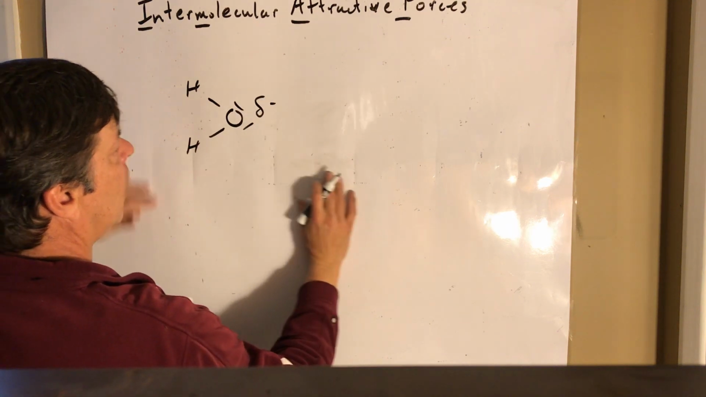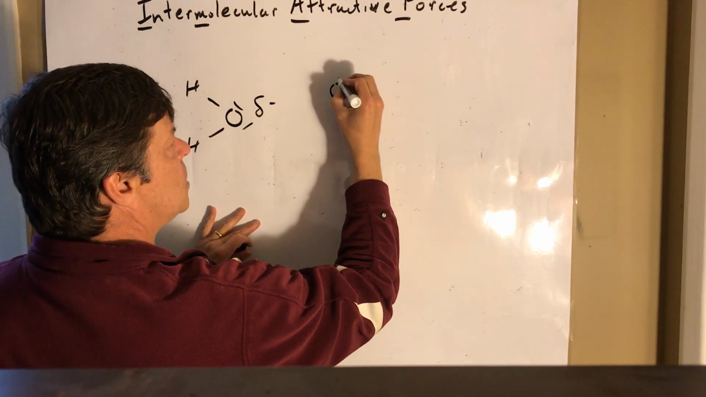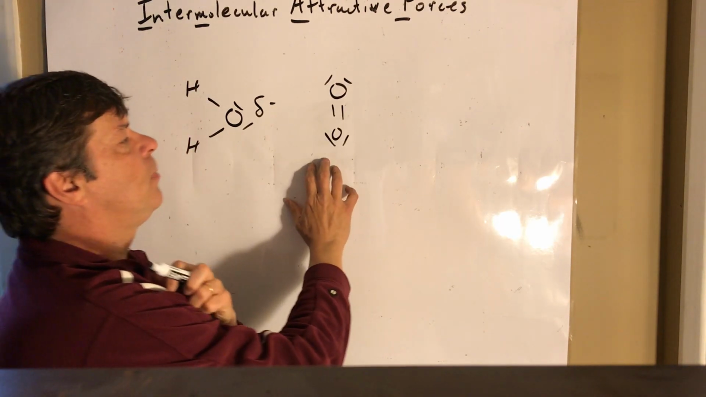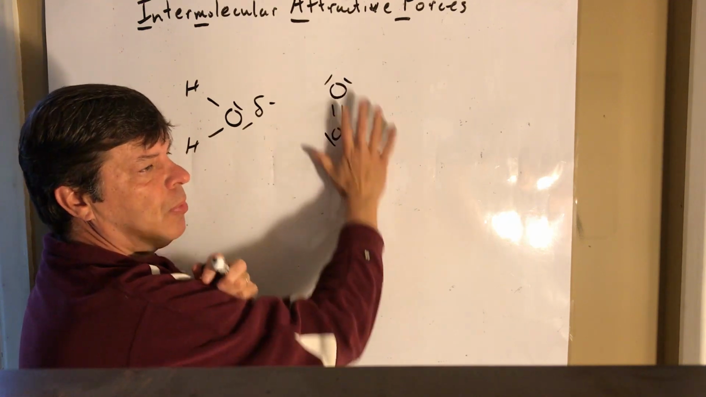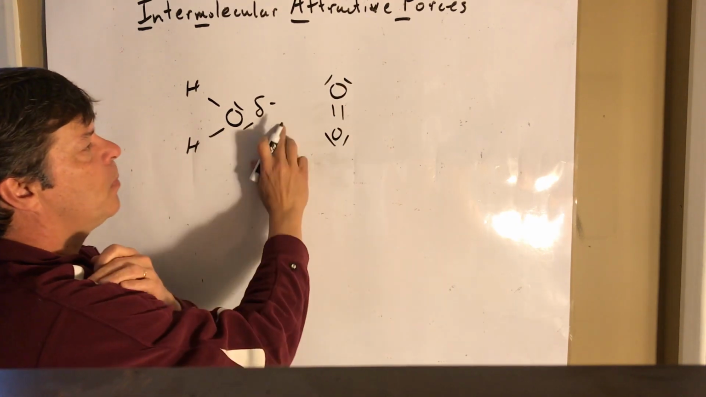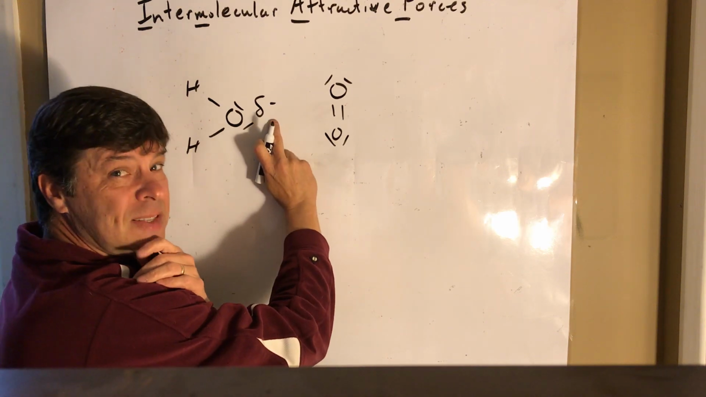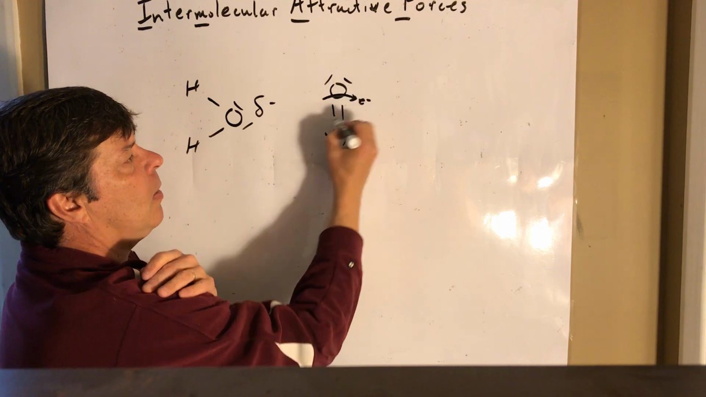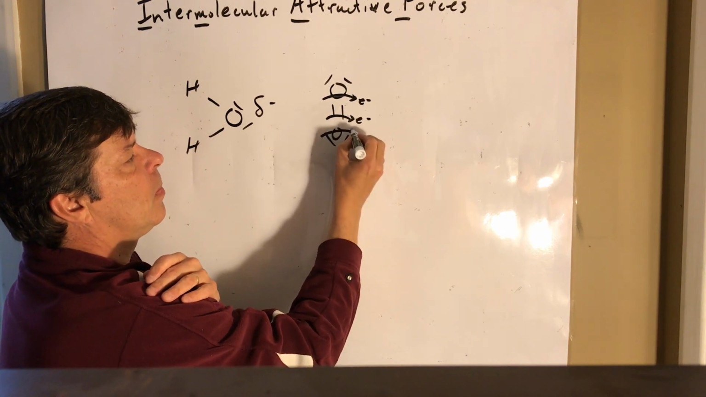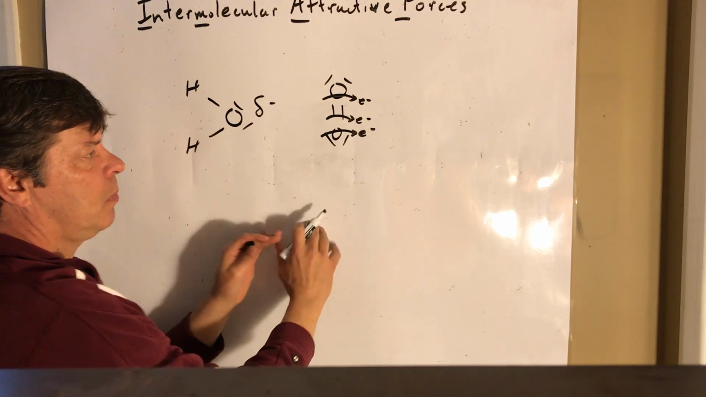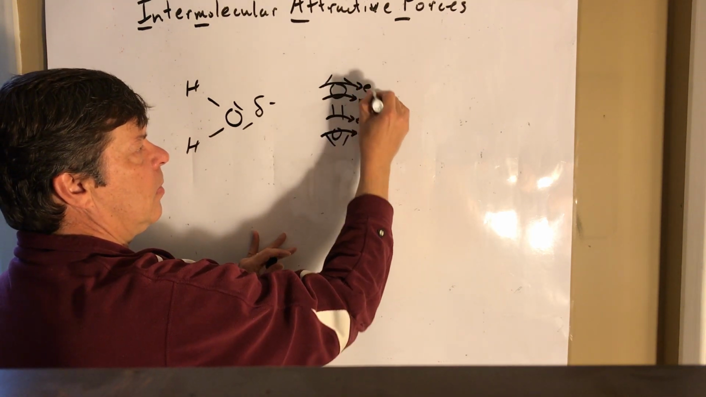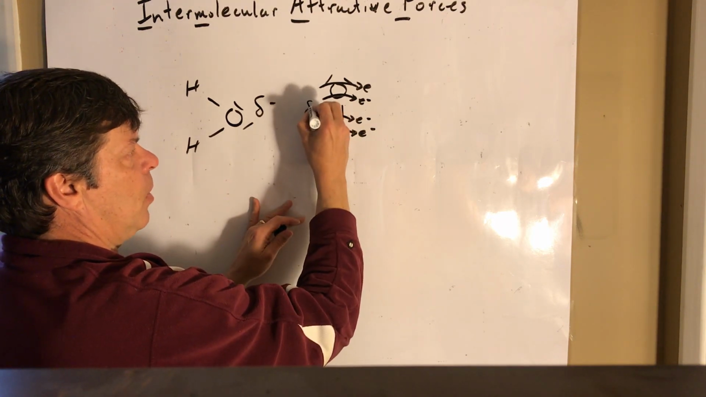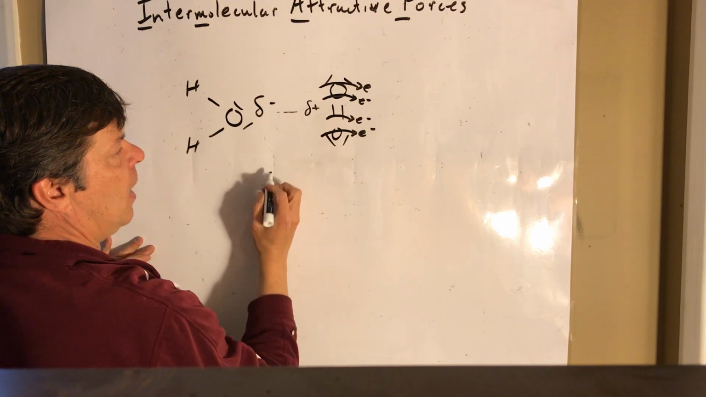Partially negative charge, okay? So then let's think about oxygen. What we have to keep in mind is these valence electrons are free to move. So this oxygen molecule feels this negative charge, and the electrons in this oxygen molecule get repelled. And so this side becomes partially positive, and there's a little attractive force.